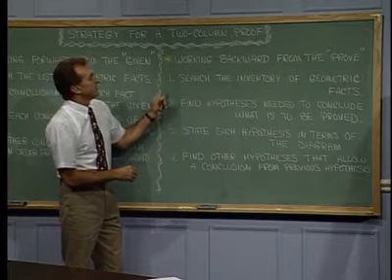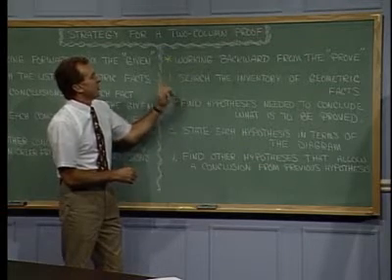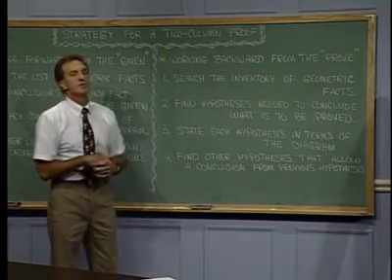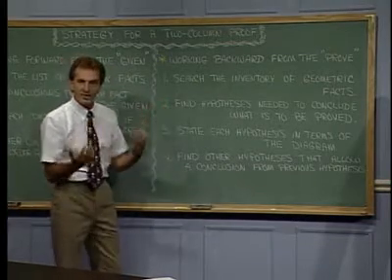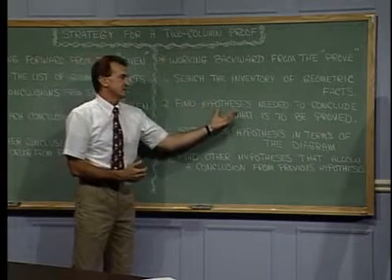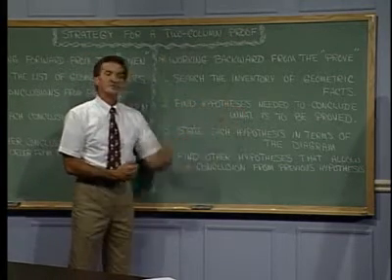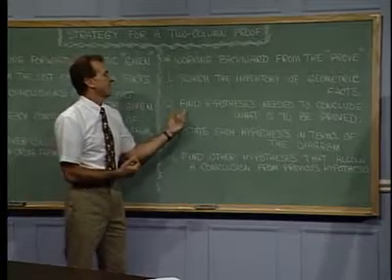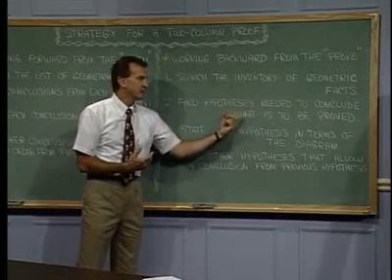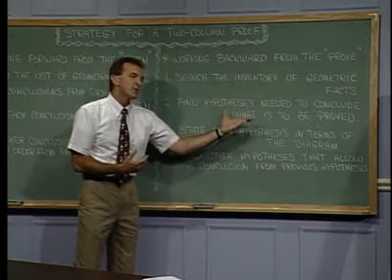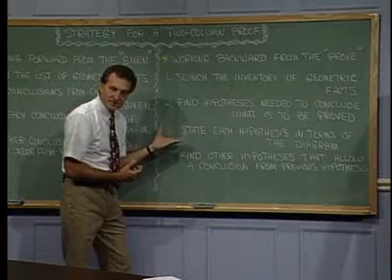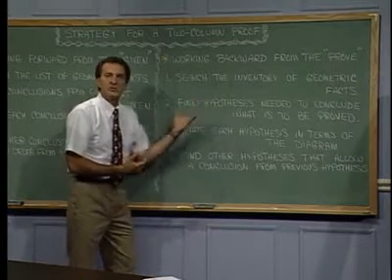Then, working backwards, number 1, search the inventory of the geometric facts related to what we're trying to prove, again, backwards. Find the hypotheses needed to conclude what is to be proved. In other words, if we're working backwards, we're really going to be having conclusions, and we've got to think what hypothesis would give us that conclusion.